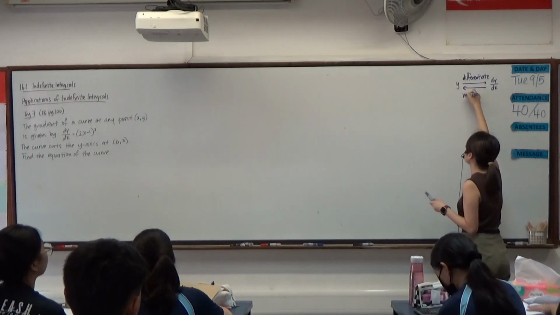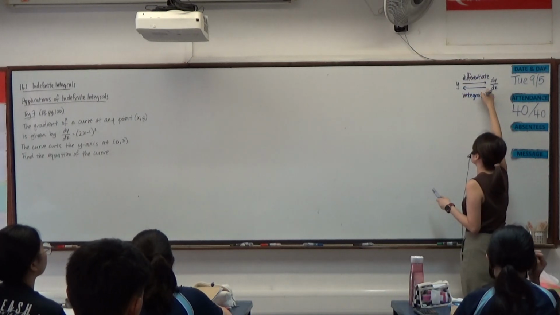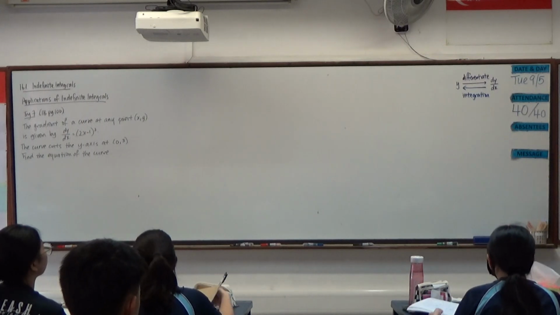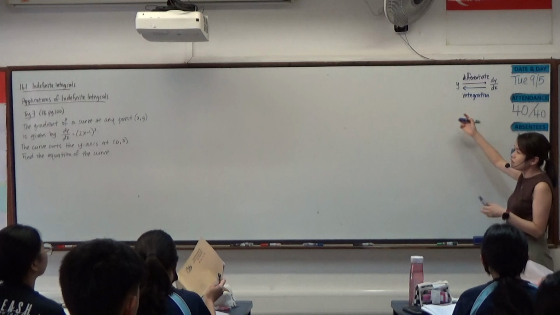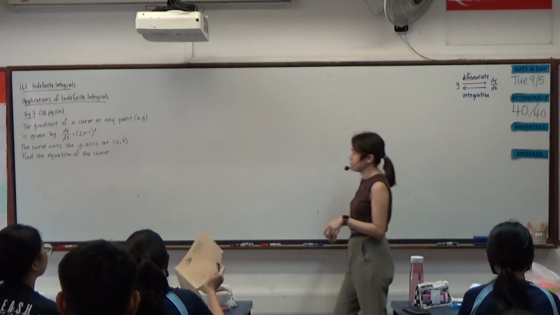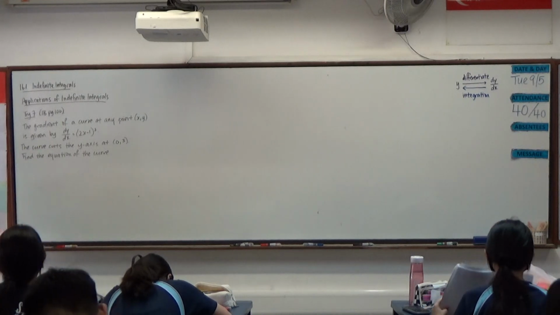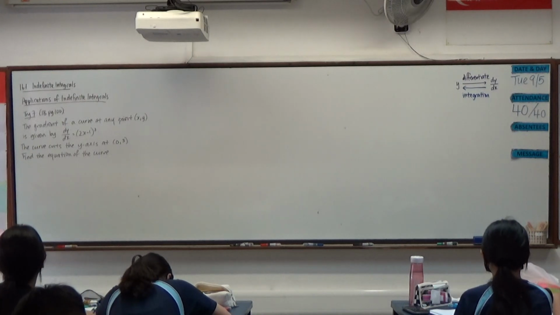trying to do integration. So we're making use of the gradient that we're given to find out what is the curve, the equation of the curve or equation of the line, whatever that we're given. That is what we're going to be looking at when we see Try 7. That's in your textbook, page 100.